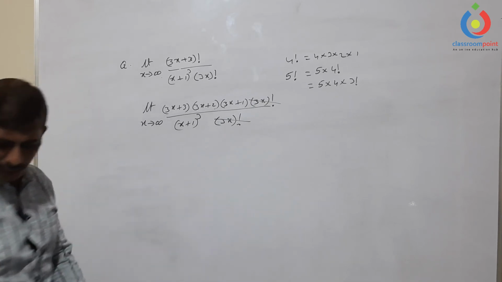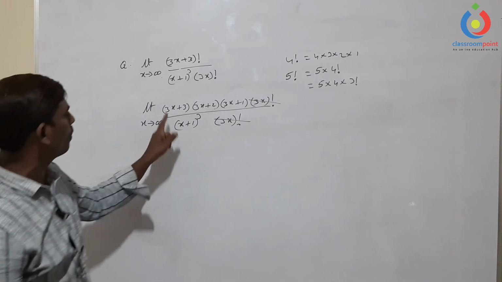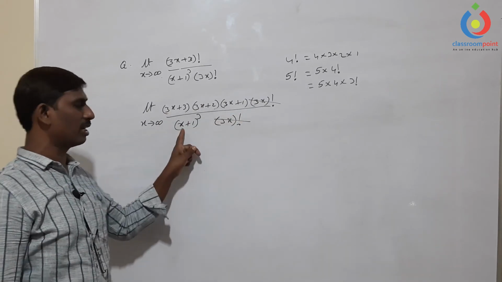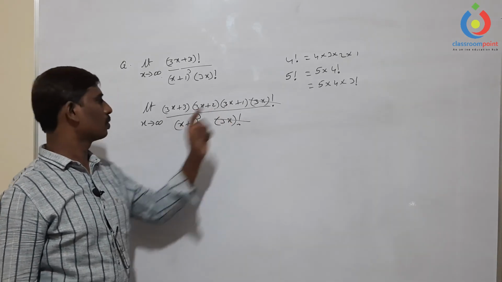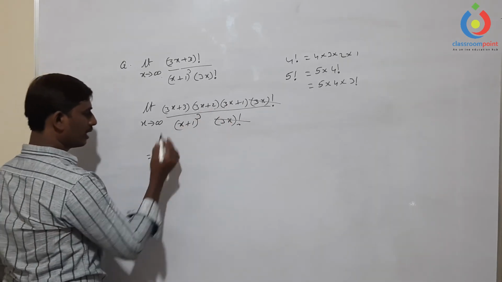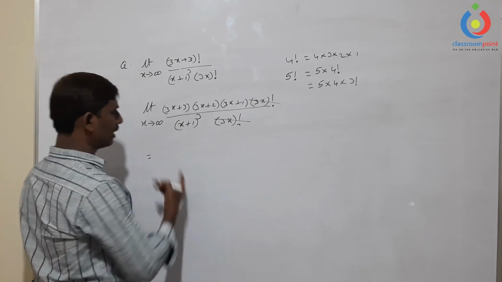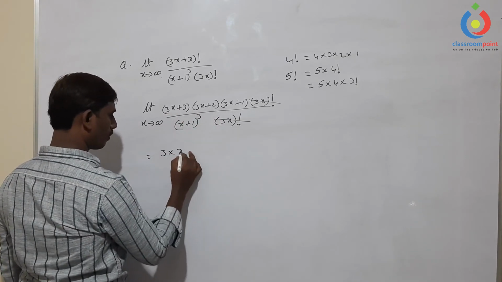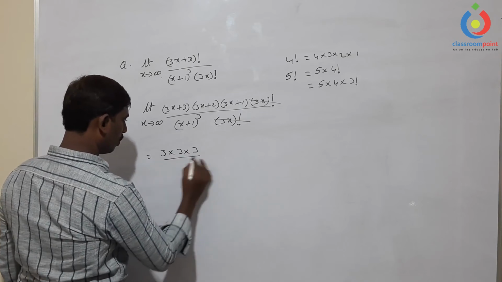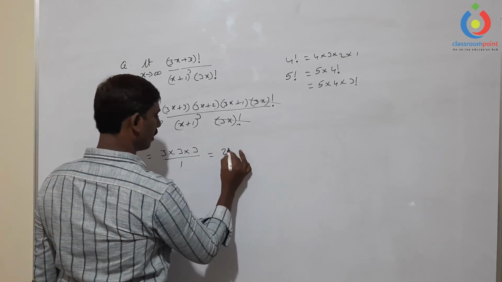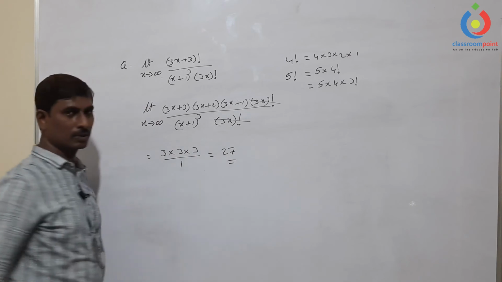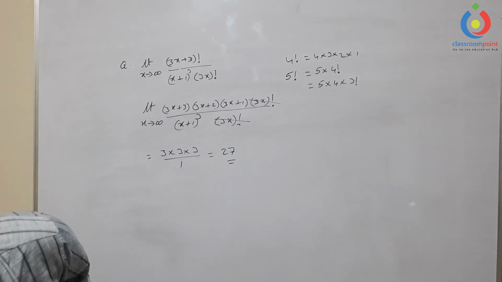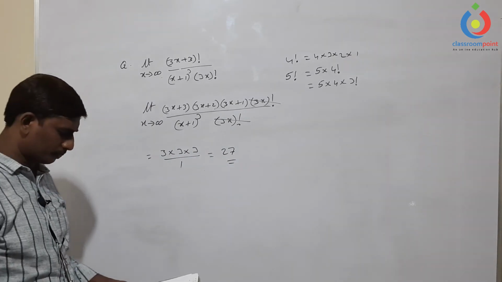What is the numerator degree here? The degree of the numerator is x cube. Degree of the denominator is also x cube. So, numerator and denominator degrees are equal, then take the quotients. Here the quotient is 3 into 3 into 3, whole divided by 1. So, the answer is 27.